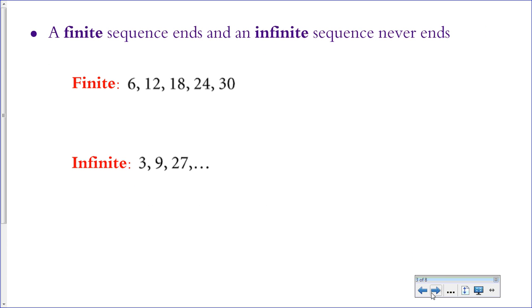Just to get these definitions down, a finite sequence is one that ends. So sometimes we're only interested in a certain number of terms, like this example, 6, 12, 18, 24, 30, and then it stops. And an infinite sequence, just like it sounds, is one that never ends, and we show that by putting a dot, dot, dot at the end of the sequence to show that this one is just going to go on forever.